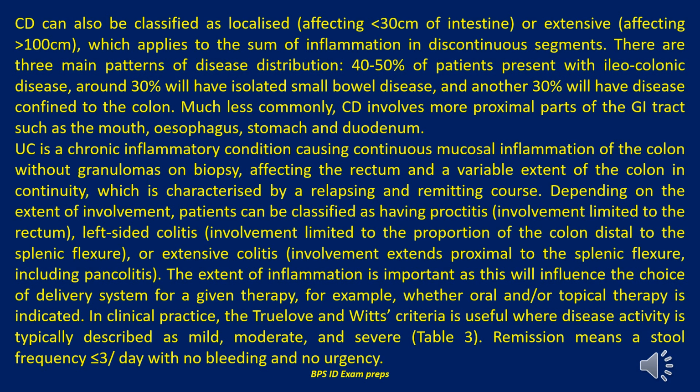Crohn's disease can also be classified as localized, affecting less than 30 cm of intestine, or extensive, affecting more than 100 cm, which applies to the sum of inflammation in discontinuous segments. There are three main patterns of disease distribution: 40 to 50% of patients present with ileocolonic disease, around 30% will have isolated small bowel disease, and another 30% will have disease confined to the colon. Much less commonly, Crohn's disease involves more proximal parts of the GI tract such as the mouth, esophagus, stomach and duodenum.